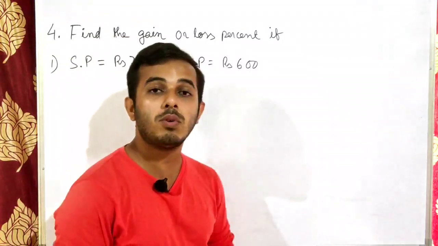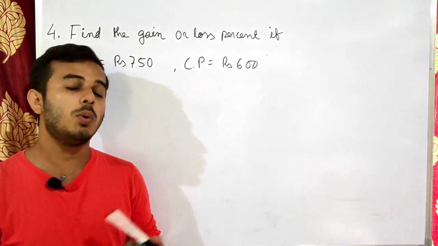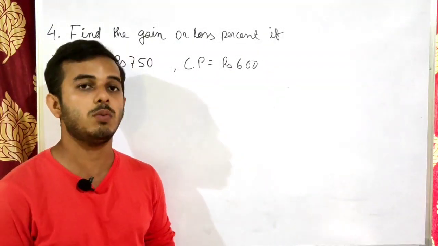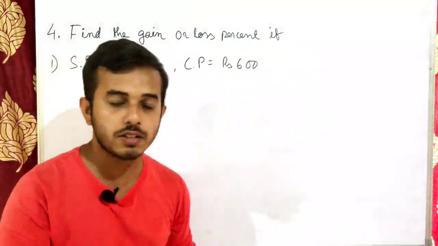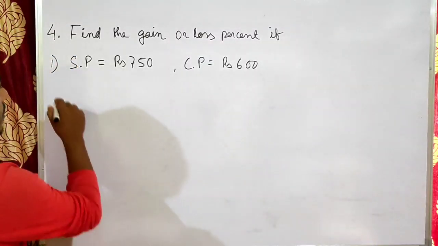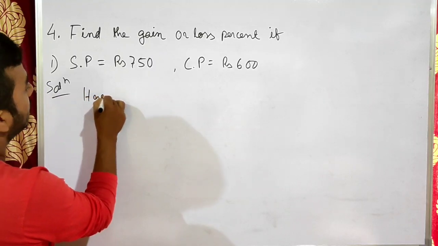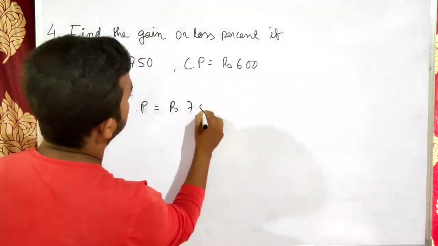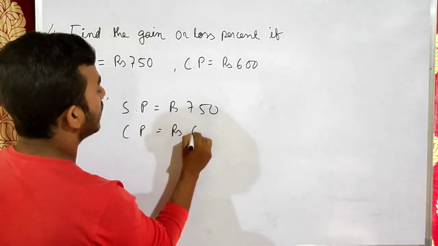First we have to know what is gain, that is how much we have gained here. How to find the gain? We subtract the cost price from the selling price. Then we can find the gain, and CP is already given as 600, so we can easily find the gain percent. So now let's start solving the question. First we will write SP equals rupees 750, then CP equals rupees 600.